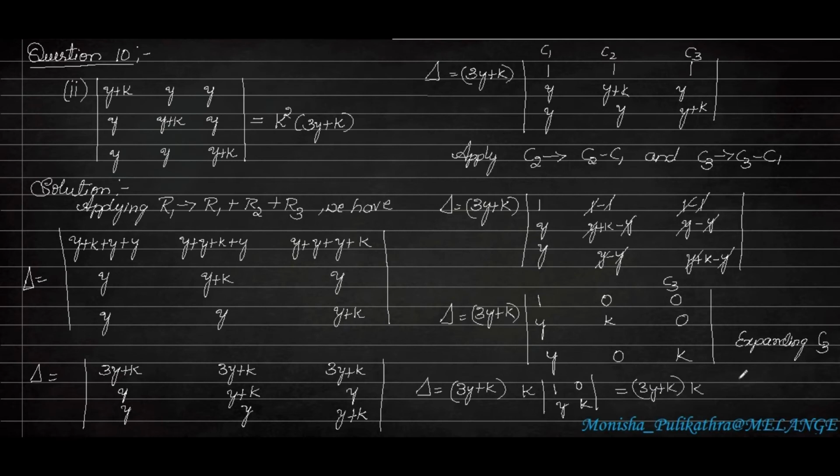Then here y into 0 is 0 and 1 into k is k. So k minus 0 is k itself. k into k is k square, right? So the answer will be k square into 3y plus k. That is the thing we need to prove: k square into 3y plus k. Then you write down hence proved.